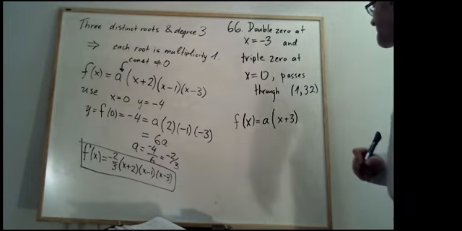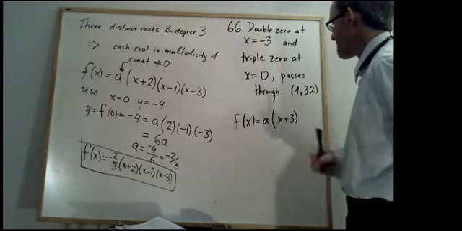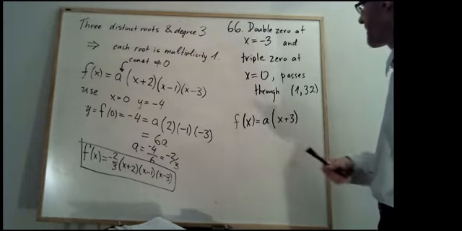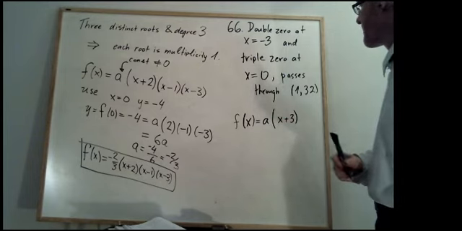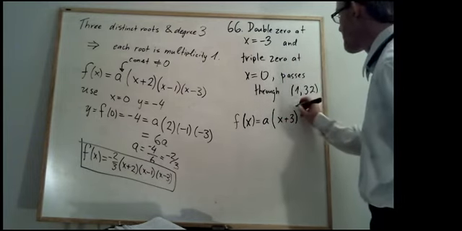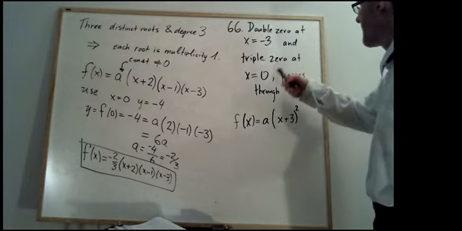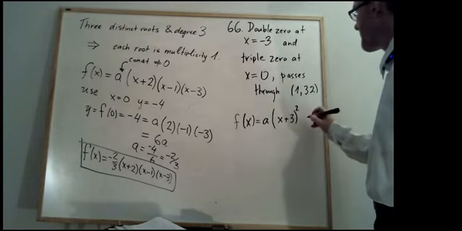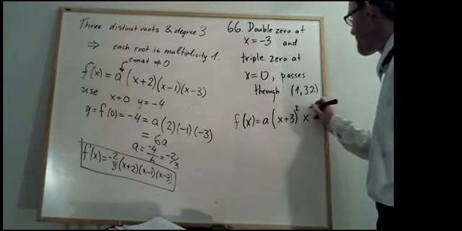Oh, sorry. Yeah, this factor will become 0 when x equals -3. So that means x plus 3 is a root of this polynomial function. But you have to remember there's a double zero, so that means there's a power of 2 there. Now the factor I have to write down here to give me a 0 at x equals 0 is simply x. And it's a triple zero, so that means it's x to the power 3.